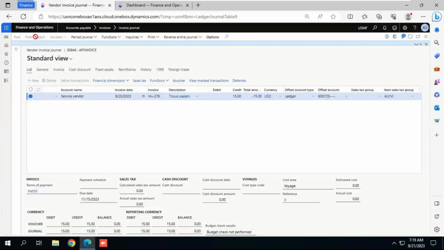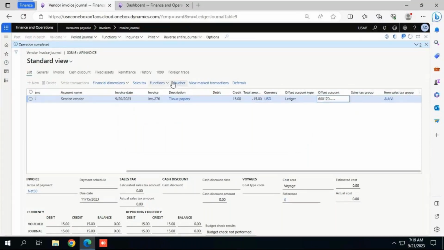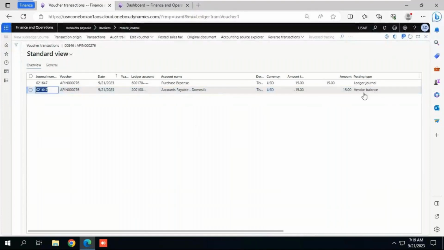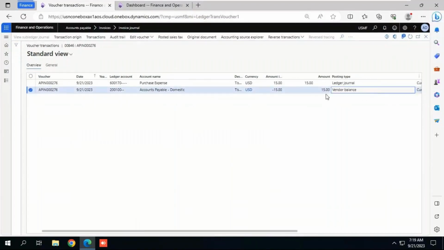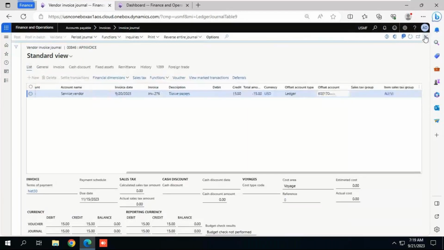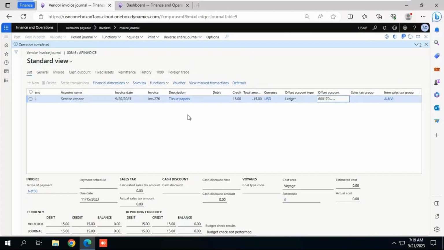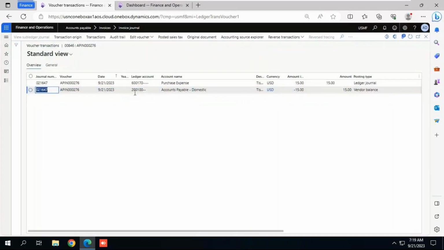So if you go to the voucher, vendor balance is credited. Opposite entry is debit. That we will discuss later. Actually, here I have selected vendor account number 1005. But if you go to the voucher, it is showing 200100. This is called the ledger subledger concept.